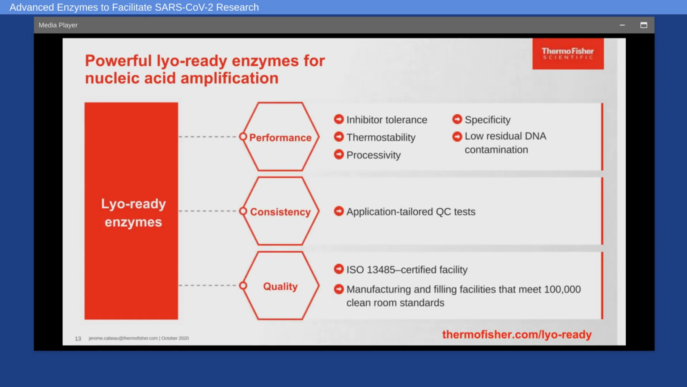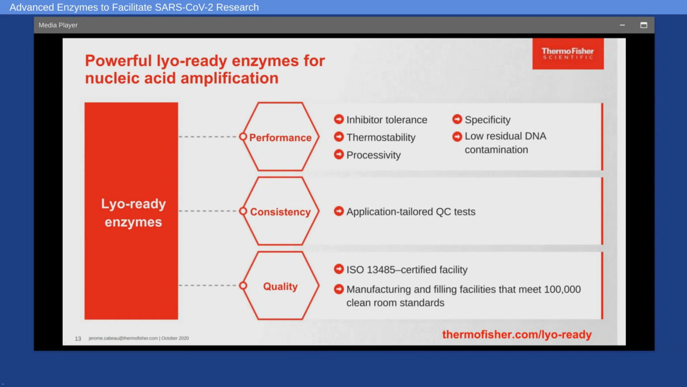So when considering a lyo-ready enzyme for nucleic acid amplification, there are 3 different categories you can consider. One is performance. The important performance factors are inhibitor tolerance, thermal stability, processivity, specificity, and low residual DNA contamination. And in terms of consistency, you would like to pick a lyo-ready enzyme with very similar, good QC tests from batch to batch, minimizing any variation introduced between batches.